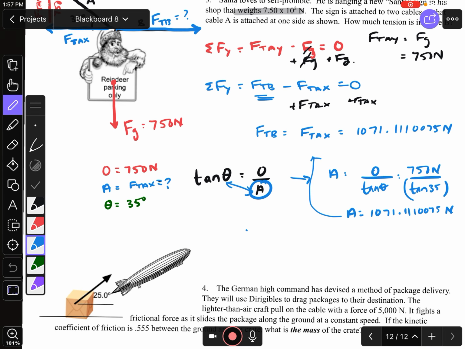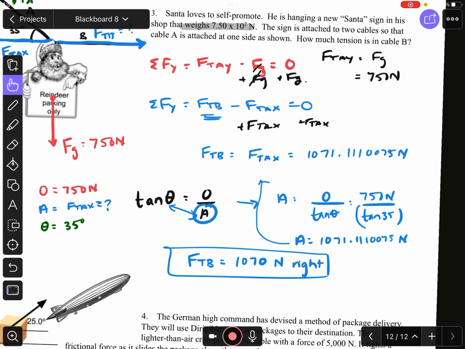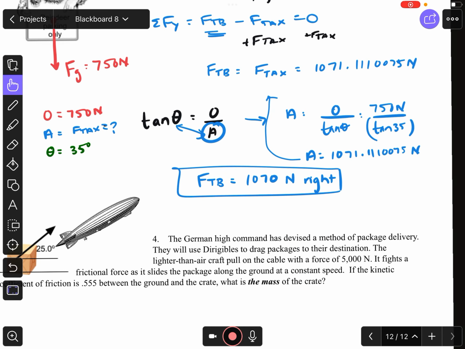So my final answer to this question is the force of tension in wire B has to equal out the tension in A in the x direction. I'm going to get 1070 newtons, and while FTAX is to the left, FTB, which is what we're looking for, is to the right. So please be careful. Make sure you solve what you're looking for. Okay, so this one says how much tension is in cable B. Well, a lot of people will stop and they'll be like, FTAX is to the left, and that's what they'll say. But please be careful.